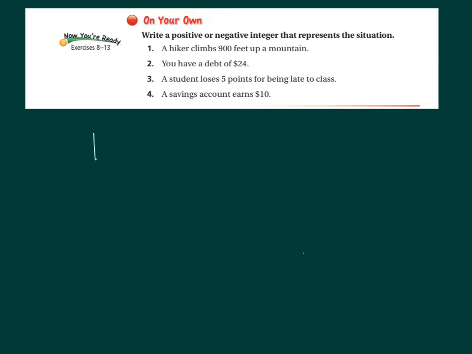Alright, so now that you've tried them, we have a hiker climbs 900 feet up a mountain. Well, 900 feet up a mountain is going to be positive. So again, you could write positive 900 or you can just write 900. Number 2, you have a debt of $24. Well, if you have a debt, you owe someone money. So you're going to say minus 24. And again, you could put dollars in front of that if you want.